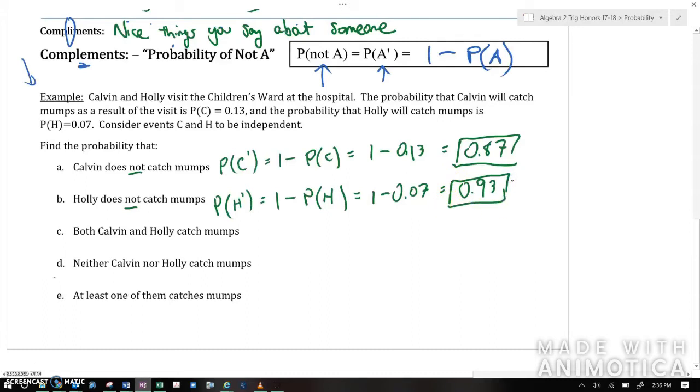The probability that both Calvin and Holly do catch mumps, so we want to know the probability that Holly catches mumps and Calvin catches mumps. Because we know that C and H are independent, we can just take the probability that Holly catches mumps, multiply it by the probability that Calvin catches mumps. I should do it in correct order: 0.07 times 0.13. The probability that they both catch mumps, 0.0091.